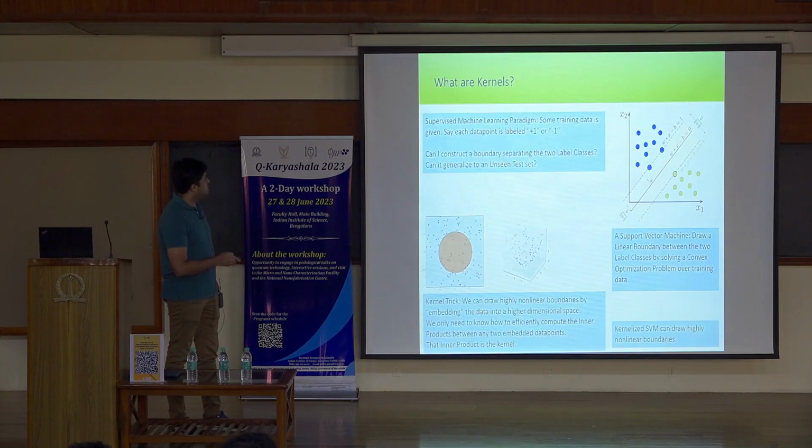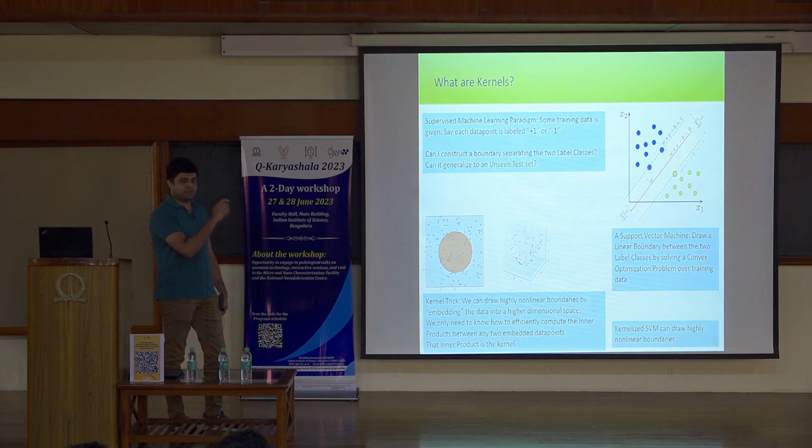So what is a support vector machine? In the supervised learning paradigm, you are given some training data, each labeled plus or minus 1, and your task is to draw a line between these 2 classes. You have to draw it in such a way that the classes separate out, and if I take this classifier to the field and test it on an unseen data set, it should do well there. That is known as generalizability.